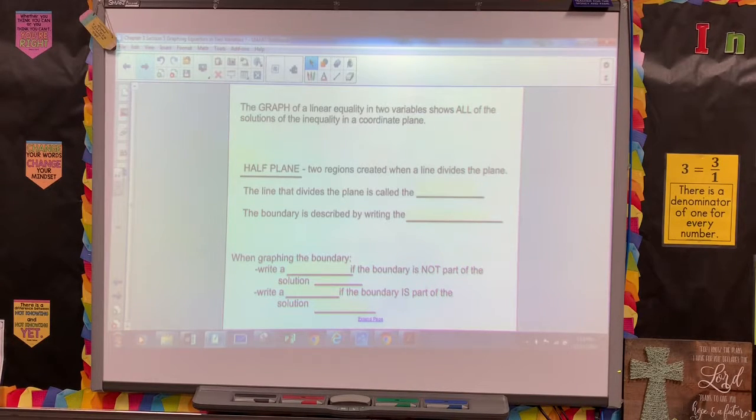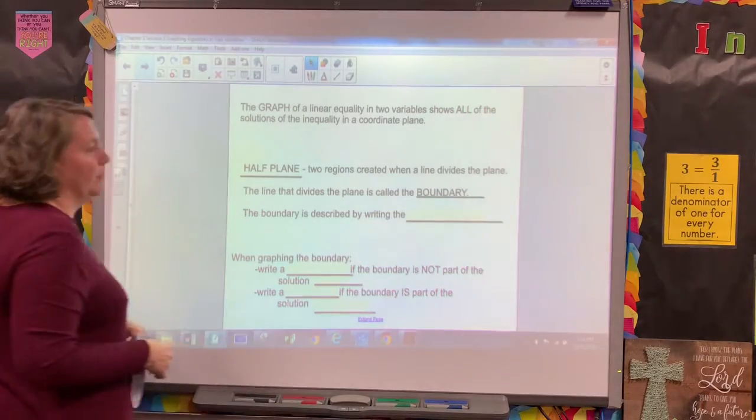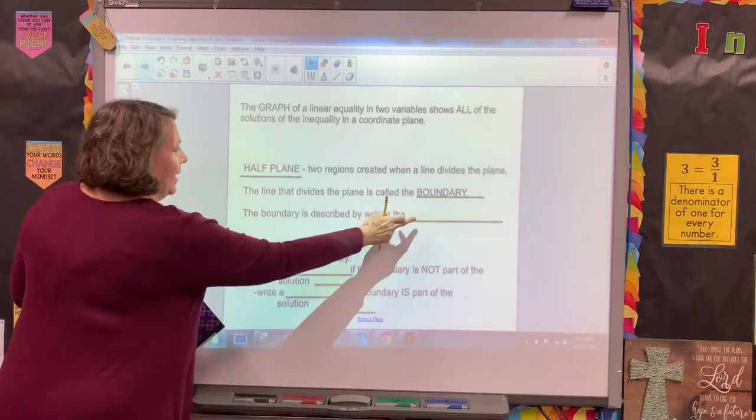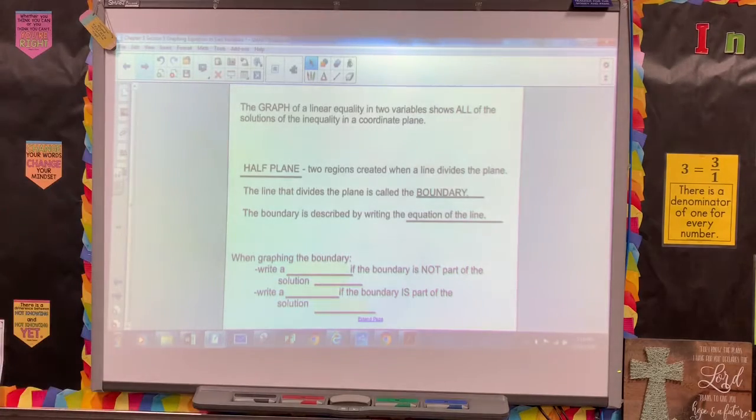And a plane is two-dimensional, goes out forever and ever and ever. This is a plane, this is a plane. A line that divides the plane is called the boundary. Just like if you have your yard and someone else's yard, the line that divides the yard is the boundary line. A boundary is described by writing the equation of a line.